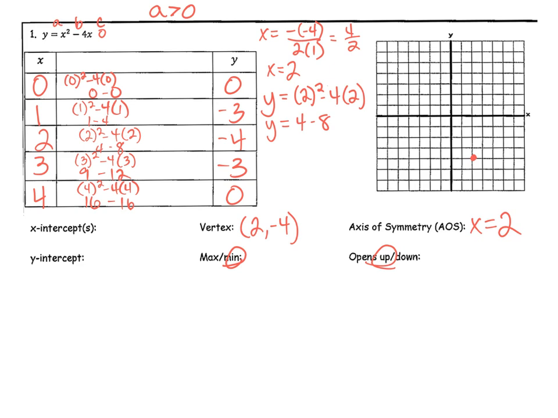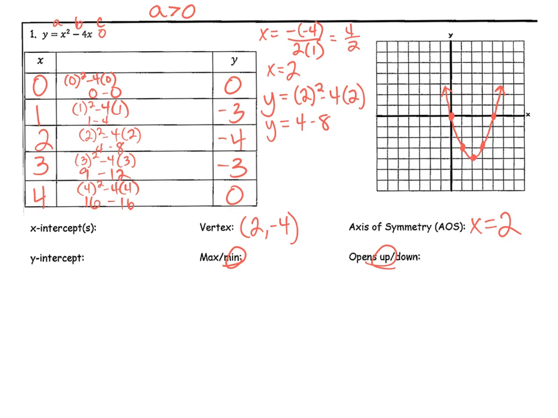And graph it. 0, 0. 1, negative 3. There's my vertex. 3, negative 3. It's exactly the same. Oh my gosh, it's symmetrical. Connect the dots.